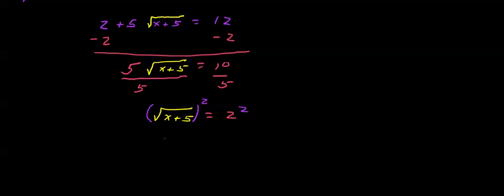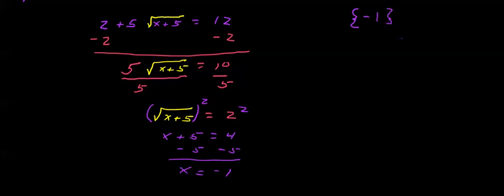And the radical squared is just x plus 5 equals 4. I subtract 5. X is equal to negative 1. So my solution is negative 1. And then I check.